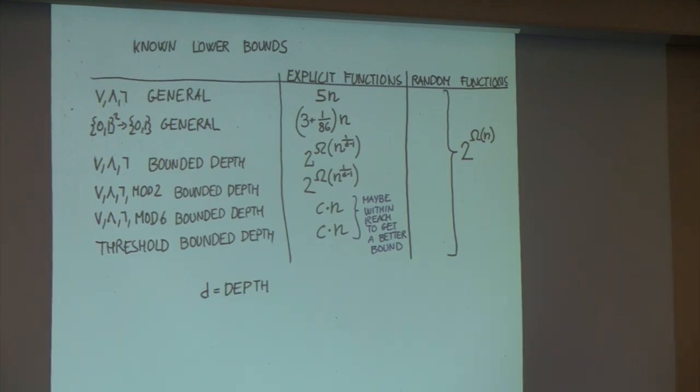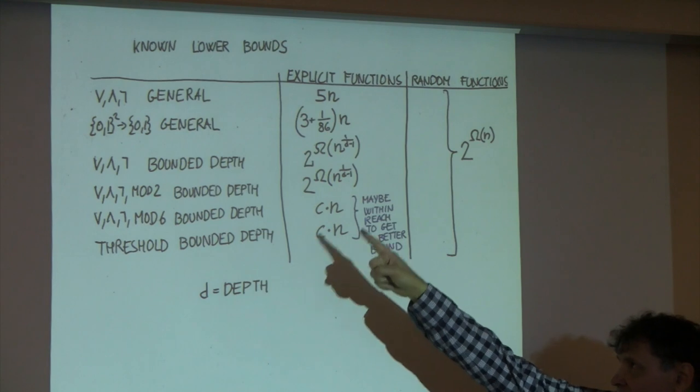Can you say what explicit means? Think of it as polynomial time computable functions. With the broader notion of explicit, we would have better bounds. I don't like that. There are degrees of explicit.